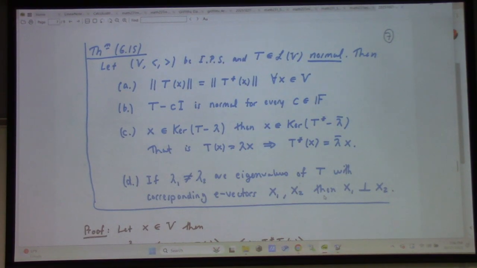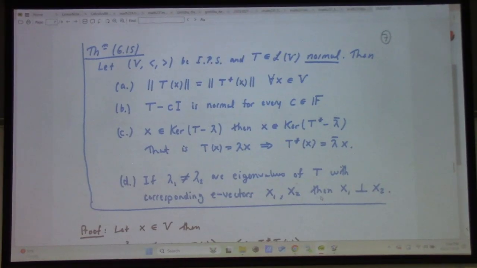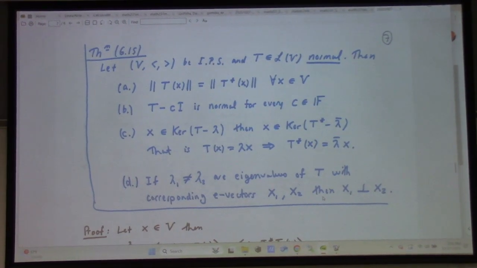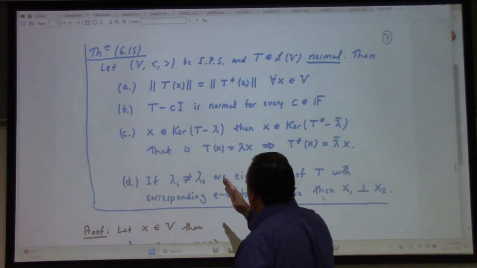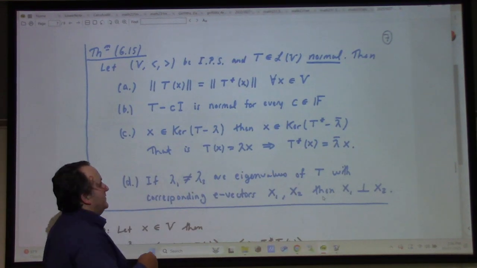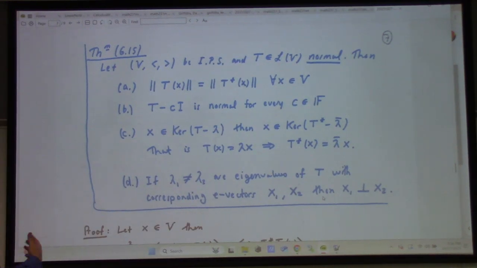And so the next theorem here, 6.15: if you have a normal transformation T, it preserves the length of vectors under the adjoint. Like, the length of T(x) and the length of T*(x), T star acting on x, are the same. And T minus cI is normal for any constant c.